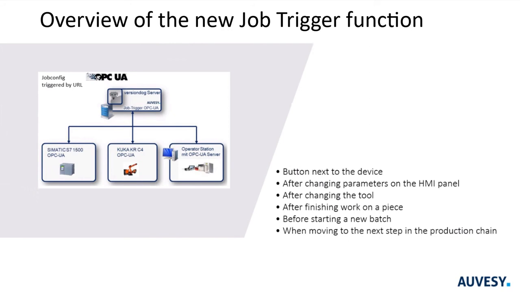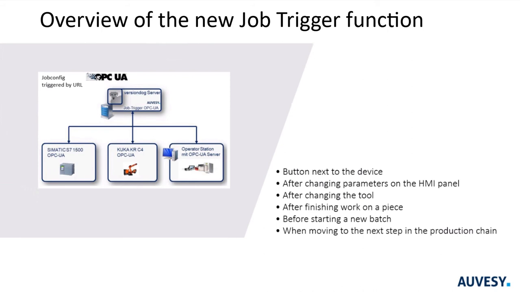Okay, and the first one is a manual job trigger. The rest are automatic, aren't they? Yes, the first one is a manually triggered job, but the button and all the other starting events are triggered from the PLC, and the VersionDog server is monitoring these trigger events on the PLC and starts the job if the trigger event happens on that PLC.